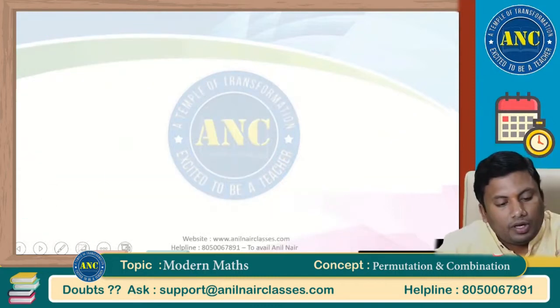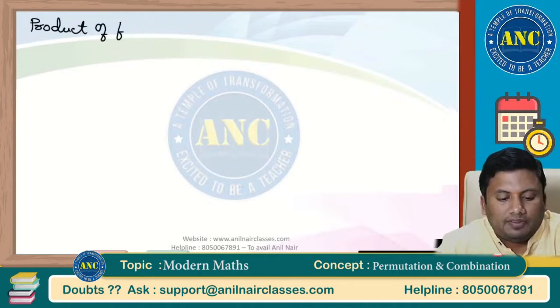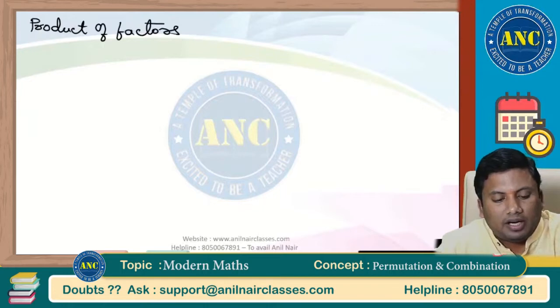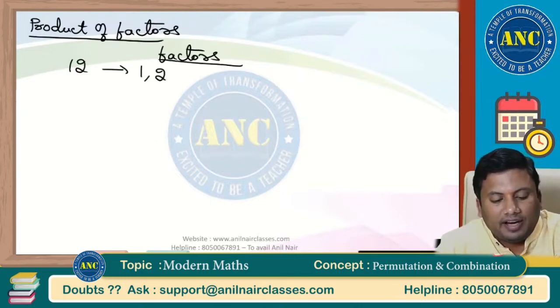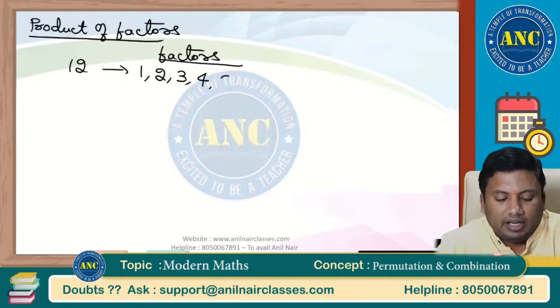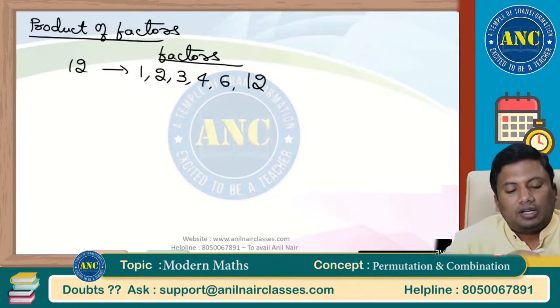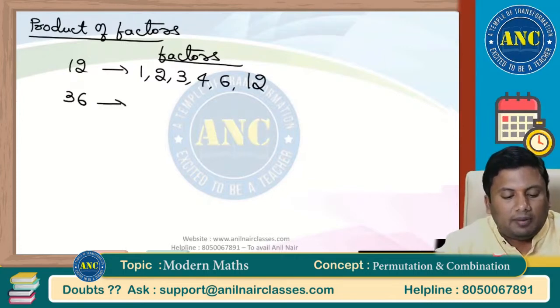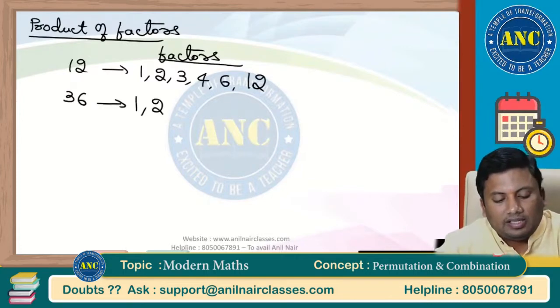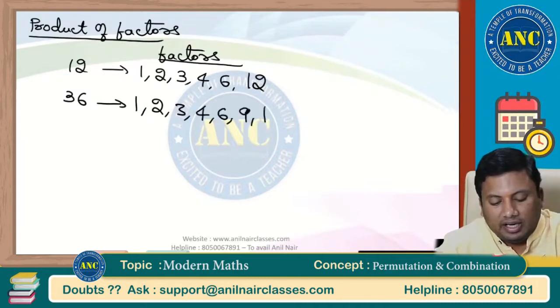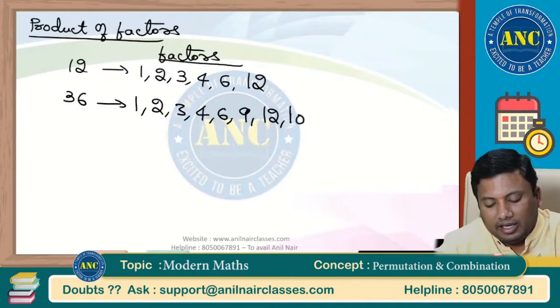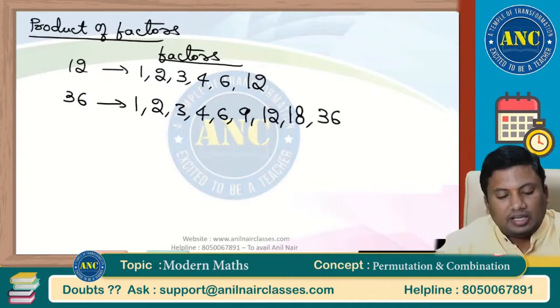Next one, product of the factors. Let us see what is the product of the factors. Suppose I take a number 12, what are the factors of 12? Let us list the factors of 12. 1 is a factor, 2 is a factor, 3 is a factor, 4 is a factor, 6 is a factor, 12 is a factor. Let me take another number which is a non-perfect square, 36: 1, 2, 3, 4, 6, 9, 12, 18, 36 are factors.